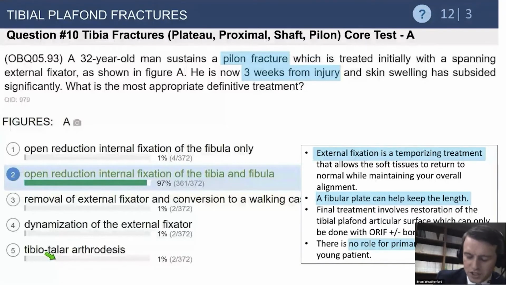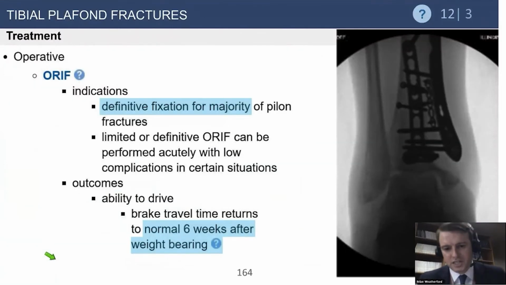Again, we know that achieving an anatomic articular reduction gives the patient the best chance of achieving an excellent long-term outcome, knowing that these injuries have severe issues in the long term. Now it says here there's no role for primary arthrodesis in the young patient. I think that's a qualified statement. I think that there's some situations where the joint is not reconstructable, but I can say in the vast majority of these we do strive for an anatomic articular reduction.